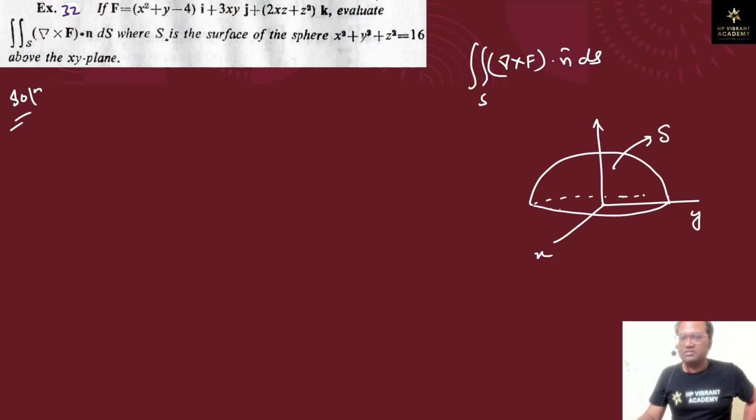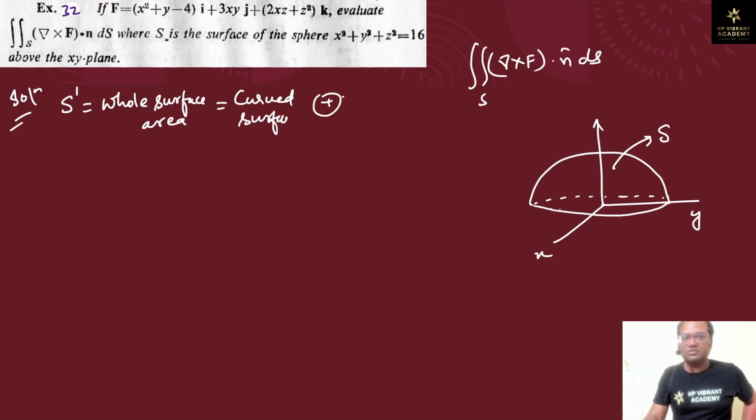Let us take the whole surface area as S dash. The whole surface area will constitute the curved surface plus the bottom planar surface.